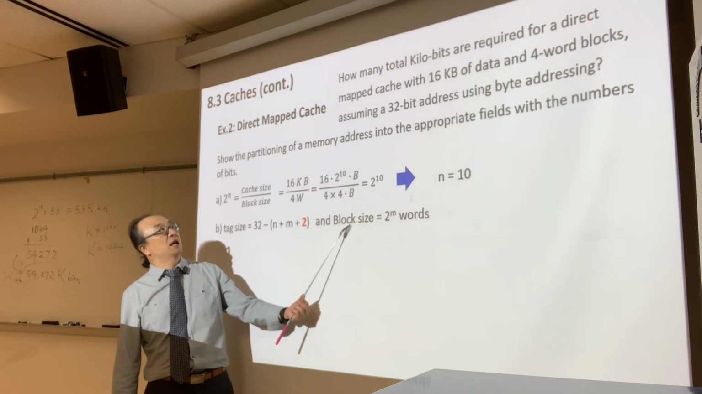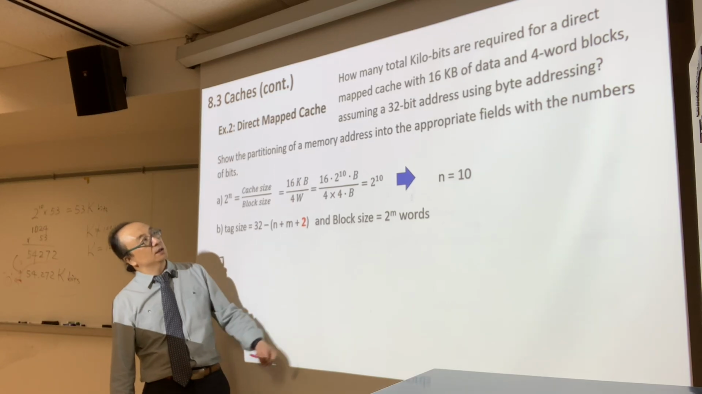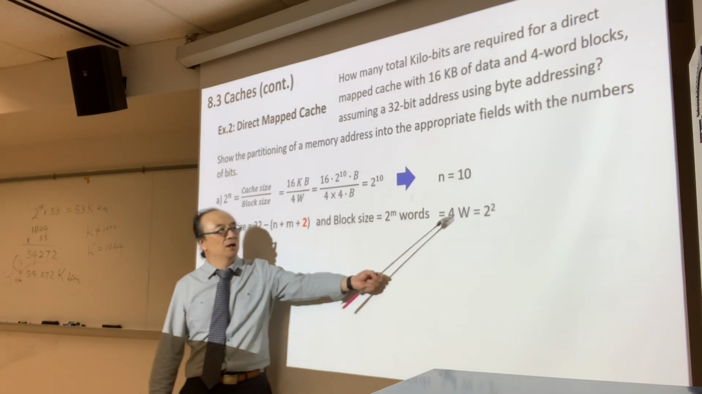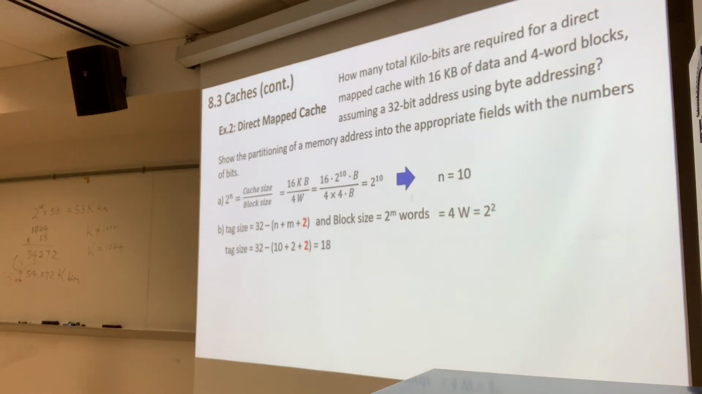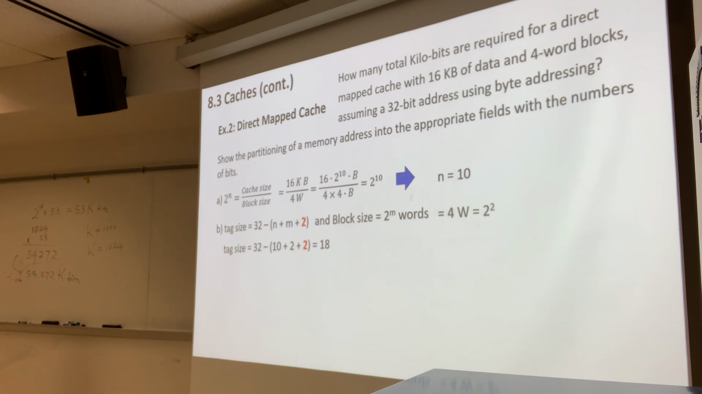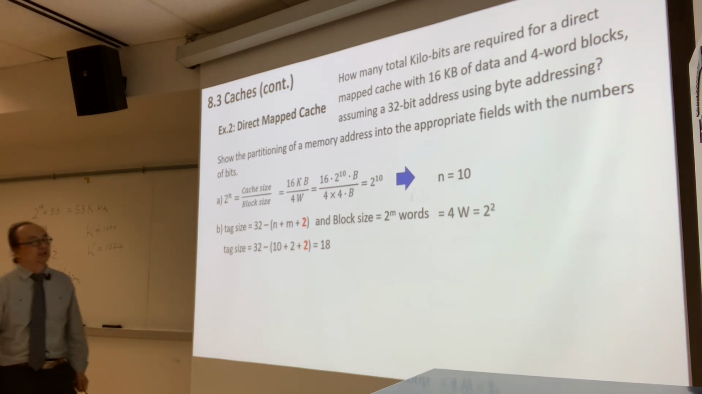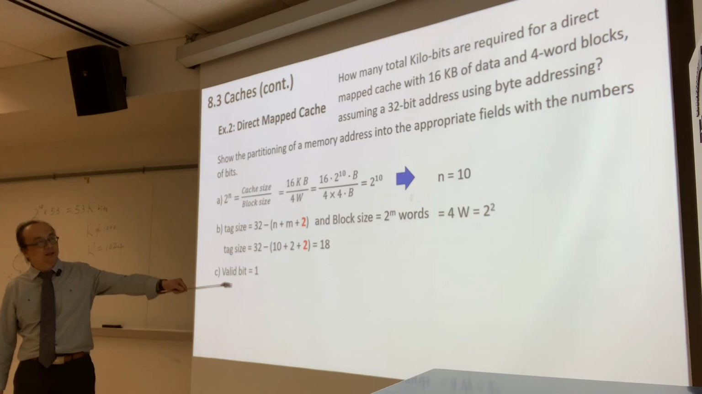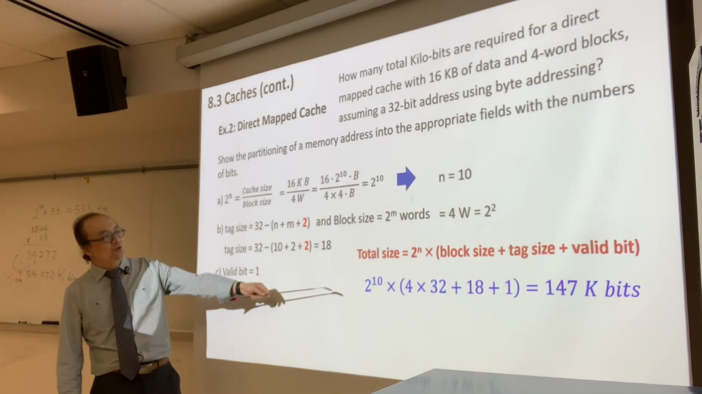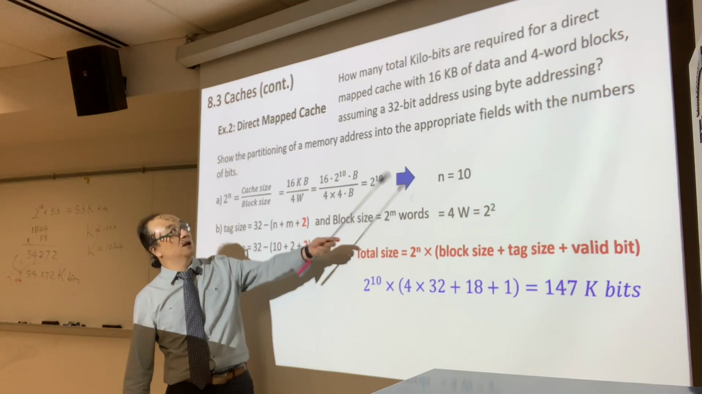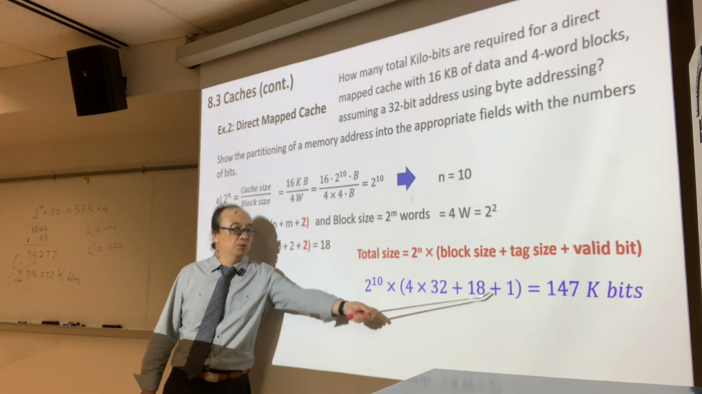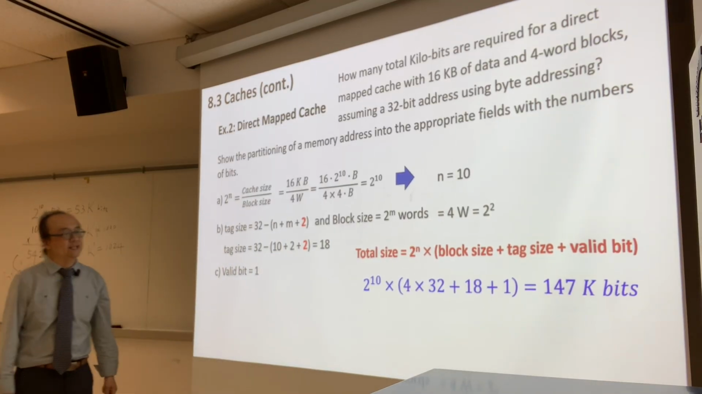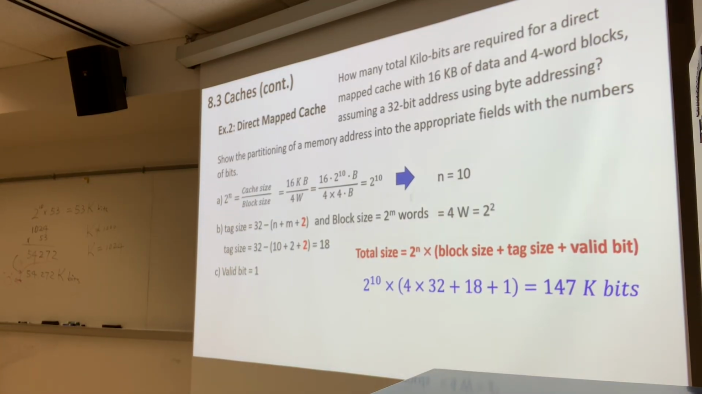to look at the block size. Block size is 4 words, therefore it's 2 to the power of 2. Now m equals 2. So 32 minus 10 plus 2 plus 2, and that'll give us 18. And then the valid bit is 1, therefore 2 to the 10 times (18 plus 1, 4 times 32 because 4 words). 4 times 32 is 128, so 147 kilobits. That's the answer. So that's part B.